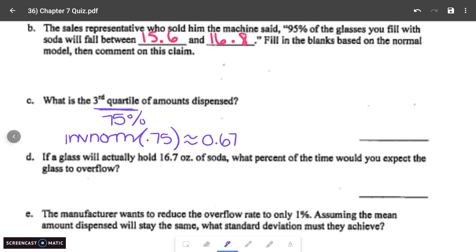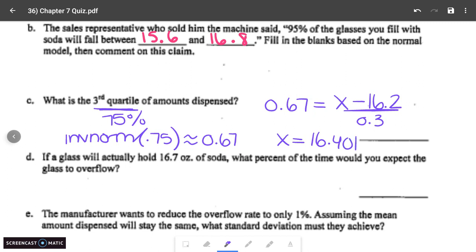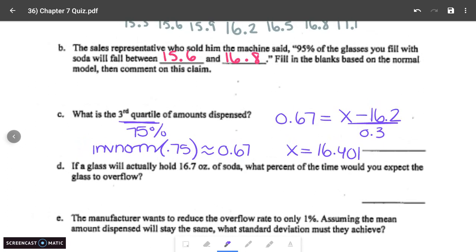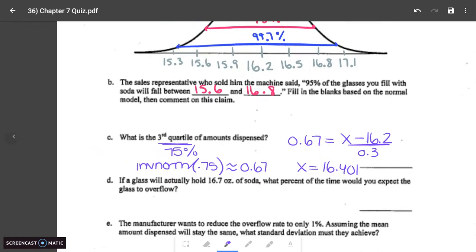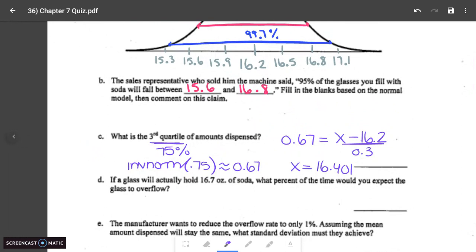That is our z-score. So we can use that z-score to calculate the exact value, which we don't know, if we know the mean is 16.2 and the standard deviation is 0.3. If we calculate this, we'll get about 16.401. Okay? So anything up to that amount, that's where our third quartile is. So 75% of our data is represented up till 16.4 of our glasses filled. So the ounces inside.